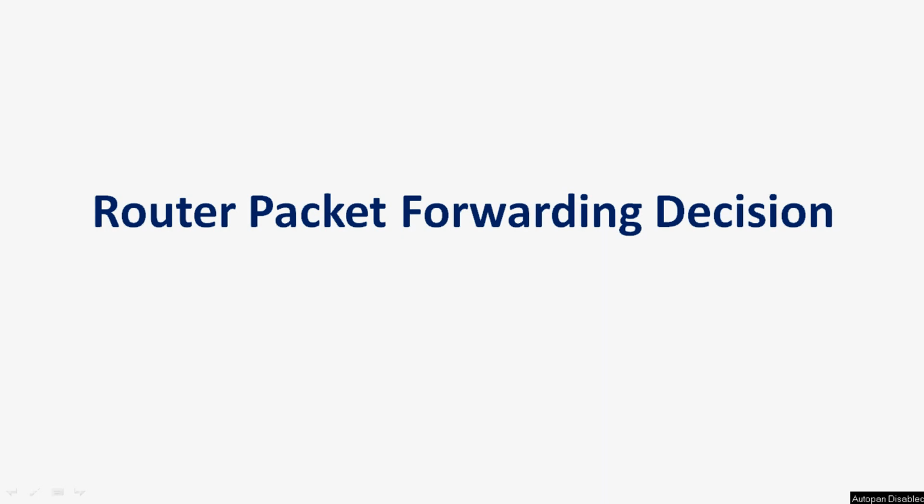Right, coming back to our topic, router packet forwarding decision. Just consider a host wants to send a packet to another host. If the destination host is in a remote network, then this source host will send this packet to its default gateway. Then this router will make the packet forwarding decision based on its routing table.